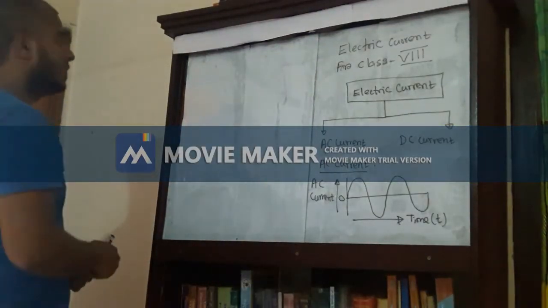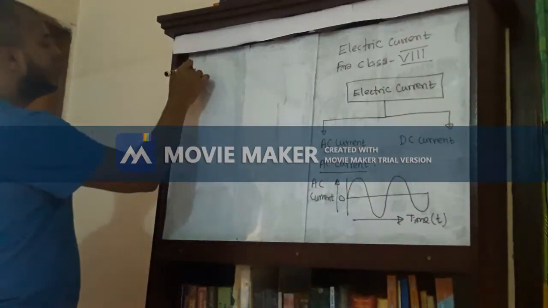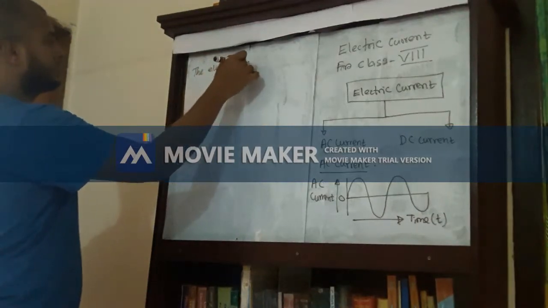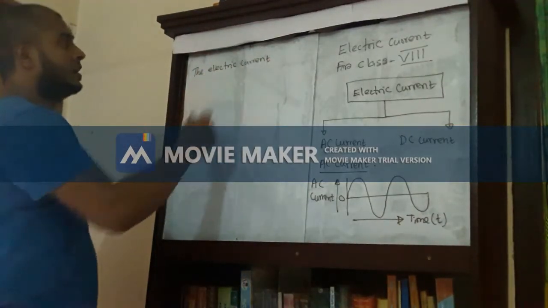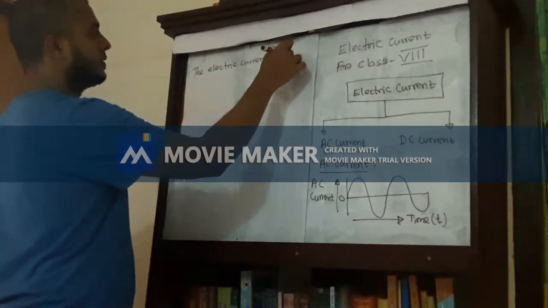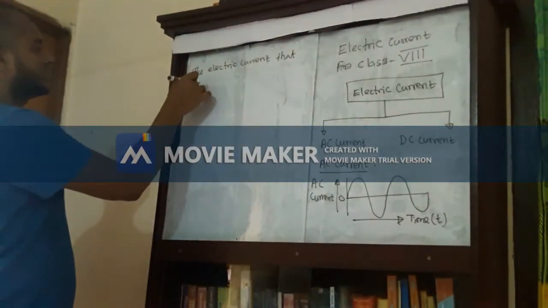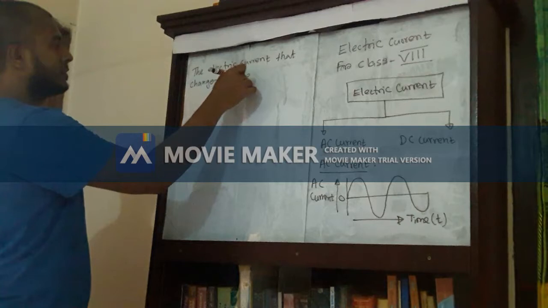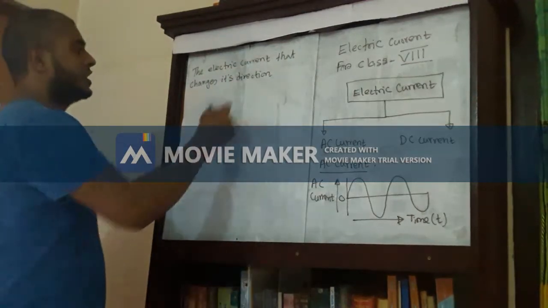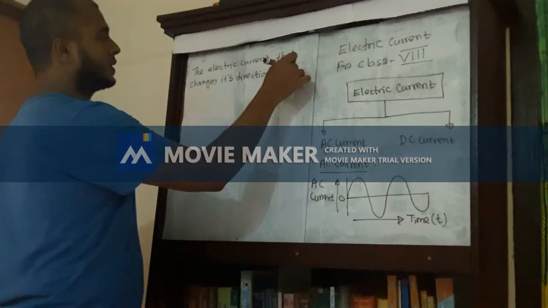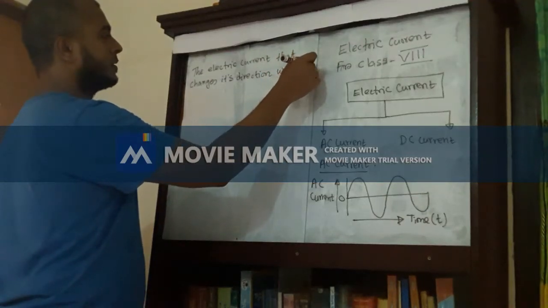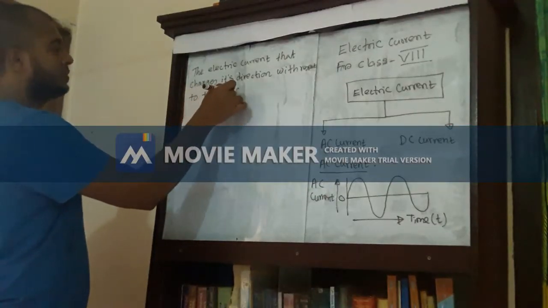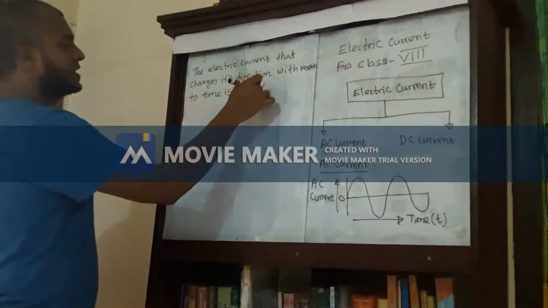Now boys and girls, the definition of AC current: the electric current that changes its direction with respect to time is called AC current.